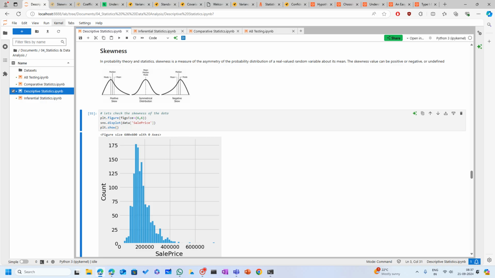So for left skew or positive skew, always mean will be greater than median, and that will be greater than mode. Whereas for negative skew or the right skew, it is the other way: mean would be lesser than median, and that would be lesser than mode. Okay, any questions here?